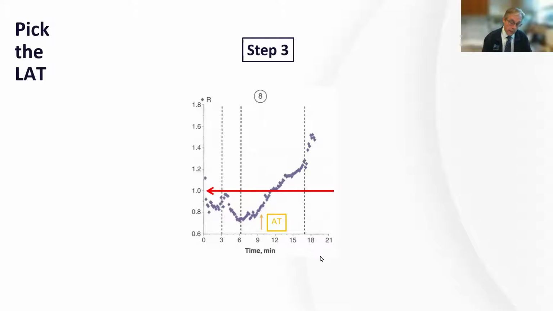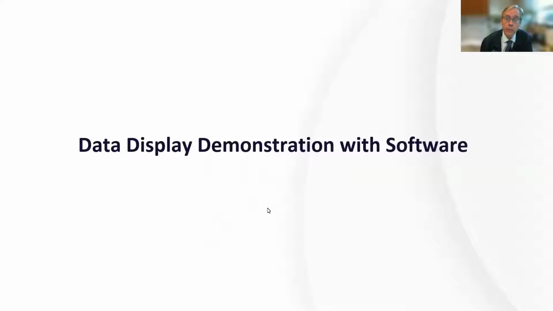Okay, so that's picking the AT using gas exchange, using the arrangement of panels 1, 4, and 7 to confirm it. And then you have sort of a Wasserman and a Whipp way to evaluate that. Okay, so we're going to switch to just a demonstration. It's very important to use the software, and the software allows you to manipulate this.